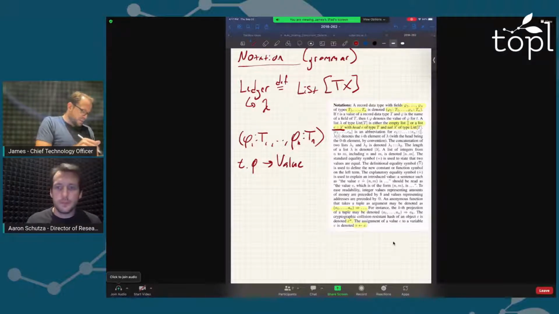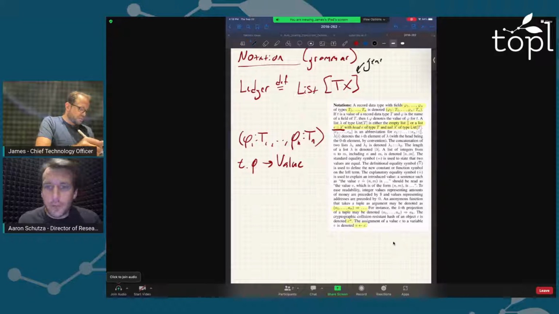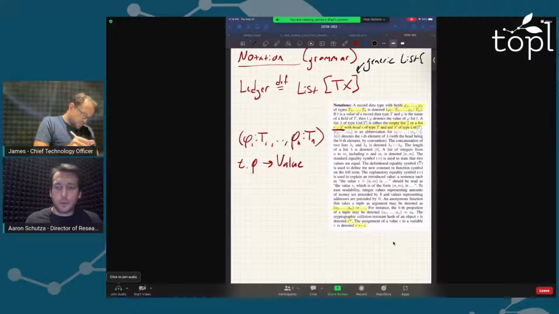A list of type lambda, that was this. So they're saying this. Let's see. So we're going to call any generic list lambda, right? That's correct. They're using lambda as a placeholder for, let's say, list ledger. Well, I would say list transaction is a ledger. But a generic list they assign to lambda.